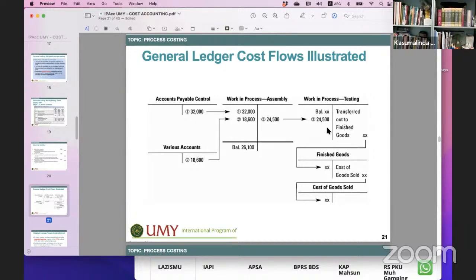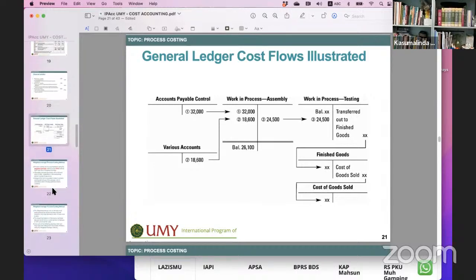And then once completed, if there is no other processing department, they become finished goods. So they will debit the finished goods account. Okay, and once sold, it will credit the finished goods and go to cost of goods sold.